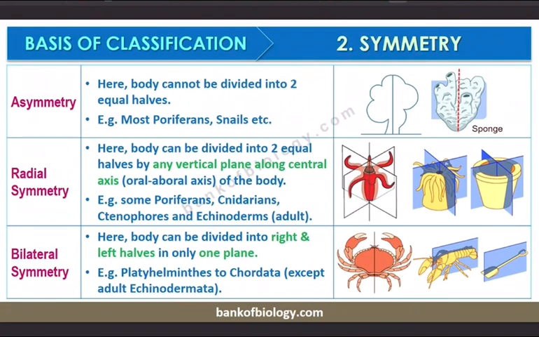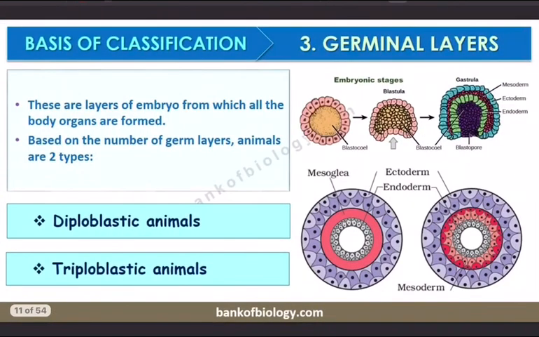So as we said, asymmetry: the body cannot be divided into two equal halves even when you cut in any direction, as in most Porifera and snails. Radial symmetry: here the body can be divided into two equal halves by any vertical plane along the central axis, the oral and aboral axis of the body. Examples are Cnidarians, Ctenophores and Echinoderms. And bilateral symmetry: here the body can be divided into right and left halves in only one plane, that is top to bottom, Platyhelminthes to Chordata.